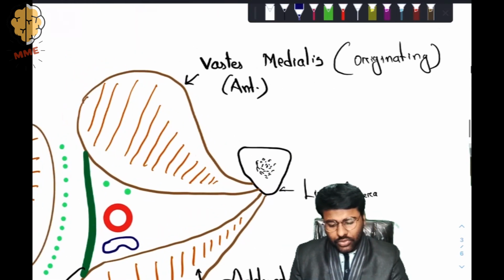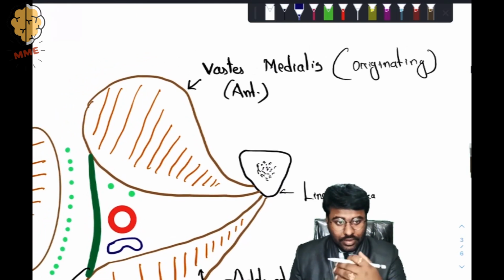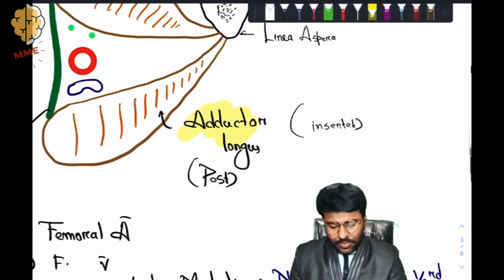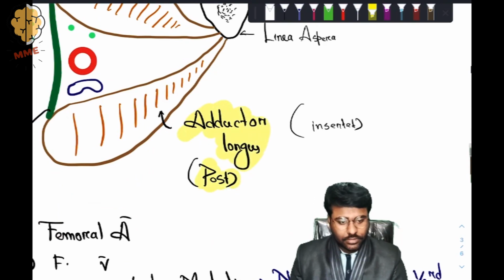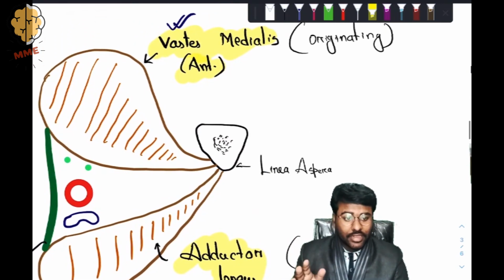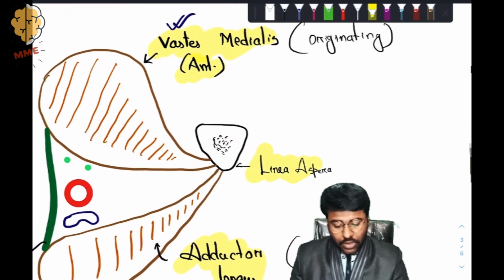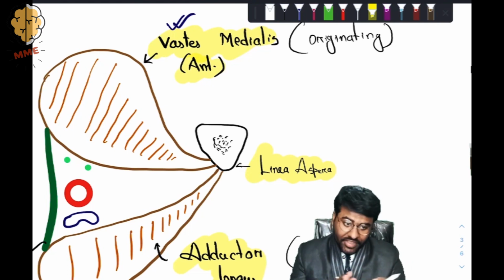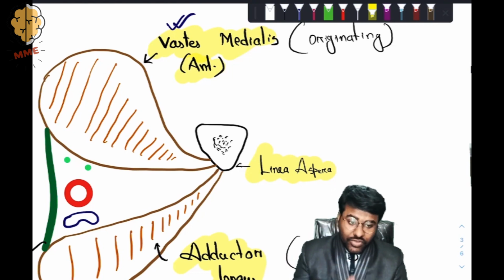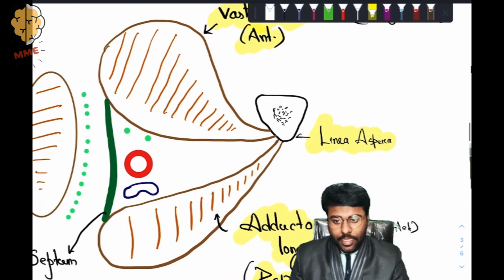Coming to the anterior part, there is the vastus medialis, and the adductor longus mainly forms the posterior part. And we all know the vastus medialis and the adductor longus are mainly associated with the linea aspera of the bone. Vastus medialis originates from the linea aspera, and the adductor longus muscle is inserted to the linea aspera.